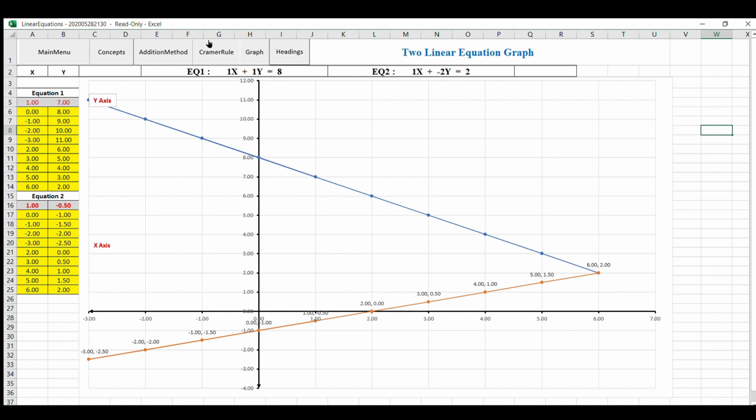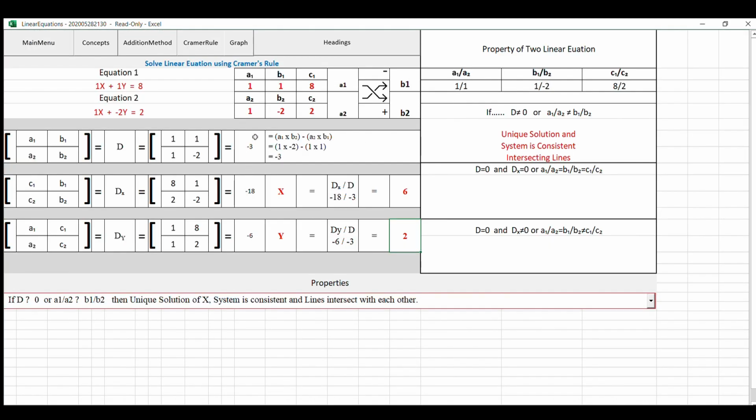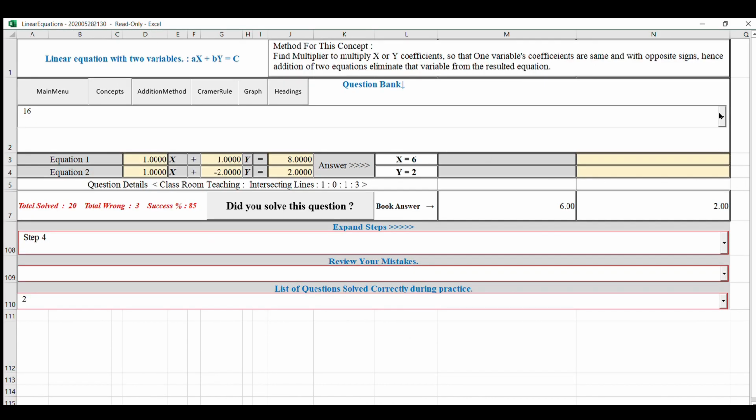So this is the way, simply by calculating the values of d, dx and dy, you can tell the properties or explain the nature of the lines and whether they intersect with each other or not. Got it? So this was intersecting lines. Now let's take a look at the second example, example number 17, which is coincident lines.